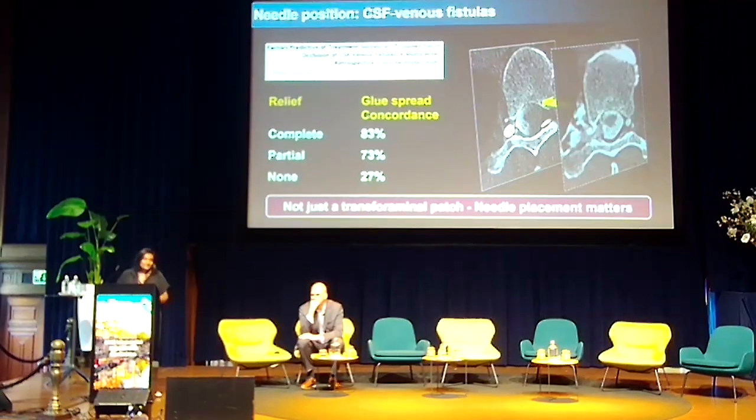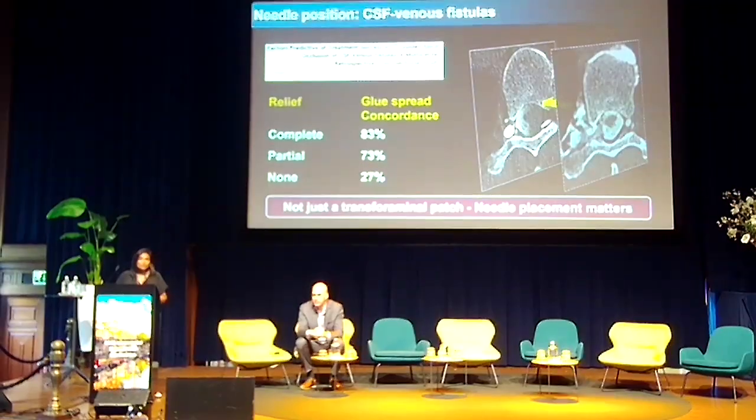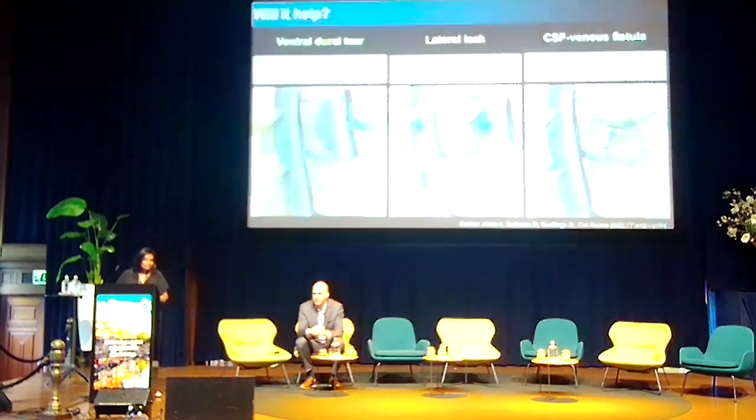Now, in terms of CSF venous fistulas, we've now published multi-institutional data on this. And I think the most important take home from this is that this is not just a transforaminal patch. Your needle placement does really matter, and therefore I really do think it needs to be CT guided so that you can actually target and look at the fistula, look at the anatomy of it and the drainage. And from our paper, the two most important things are that when the glue spread matches the fistula drainage pattern, that really increases your chance of success. And again, time to treatment matters.